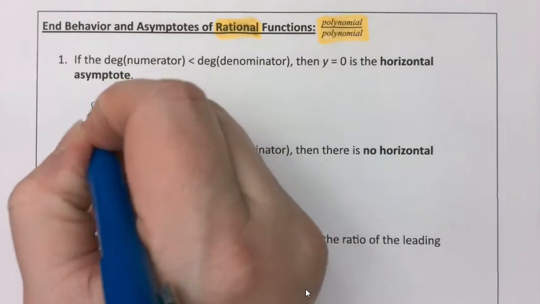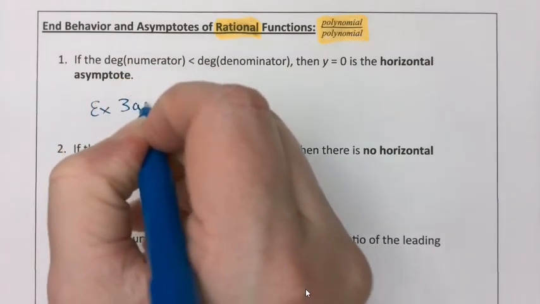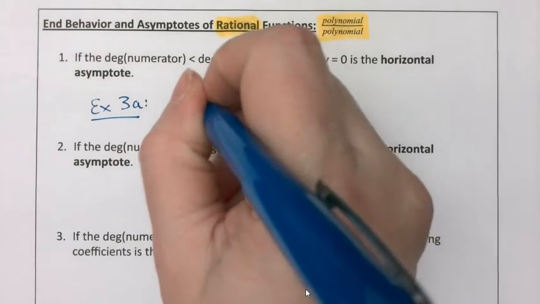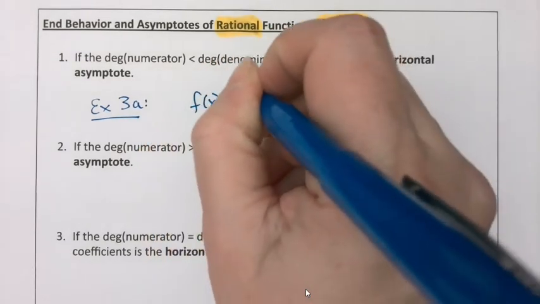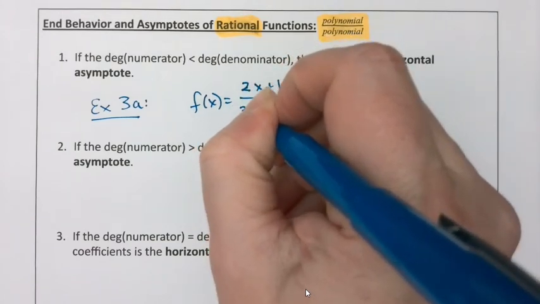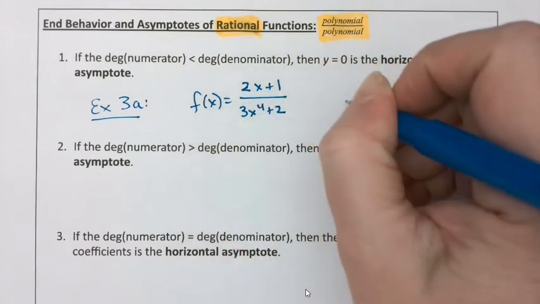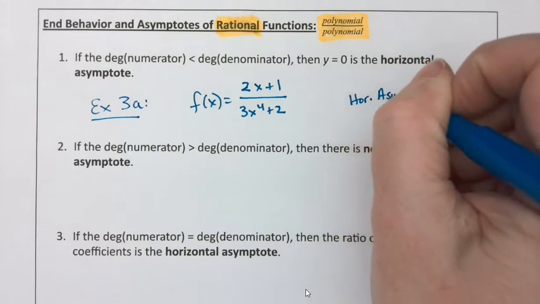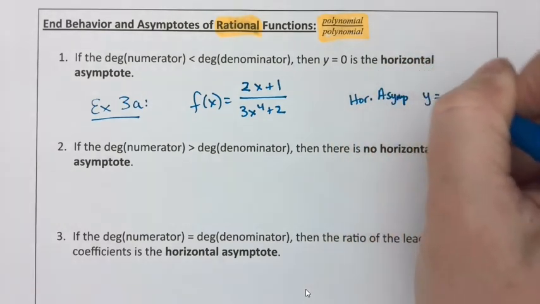So this would be example 3a. That was the example we saw where f of x was equal to 2x plus 1 divided by 3x to the 4th plus 2. So the horizontal asymptote was y equals 0.